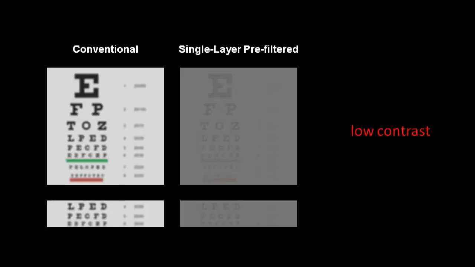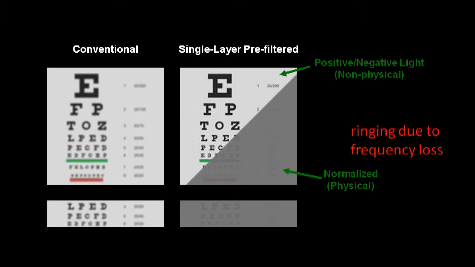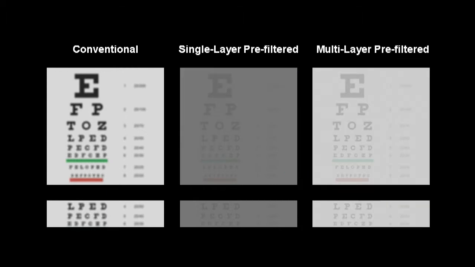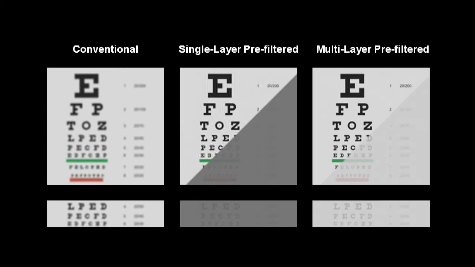Here we compare the performance of prior single-layer methods versus our multi-layer method. Single-layer methods not only reduce contrast, but also produce ringing artifacts. In practice, these artifacts are masked by the low contrast. A second benefit of our method is to eliminate ringing.